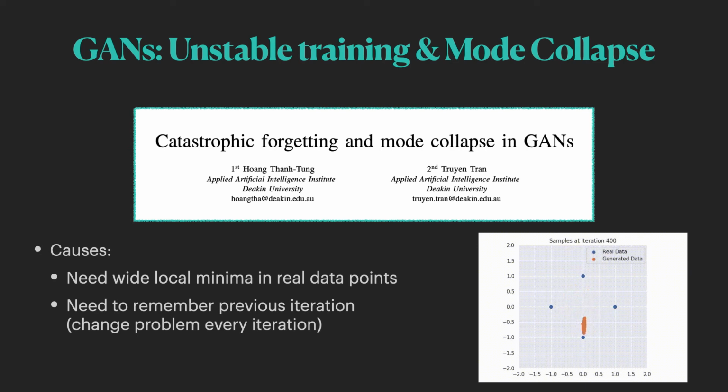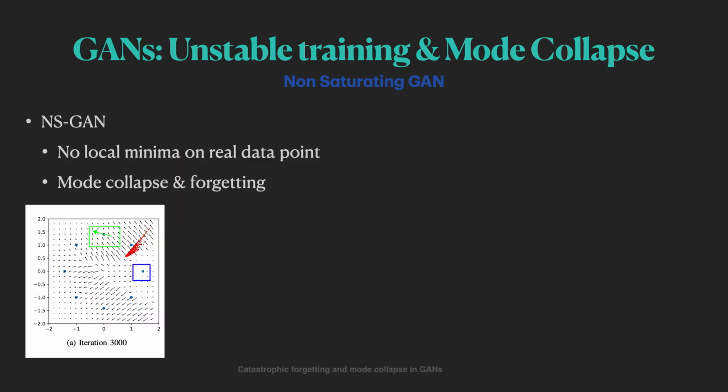For example, you can see in this example of mode collapse, in each iteration we forgot the mode that we had in the last iteration, which is a problem. Let's see an illustration of this problem for non-saturating GAN. In this image, blue points are the real data points, the red points are generated points, and the arrows show the direction and magnitude of the gradients.